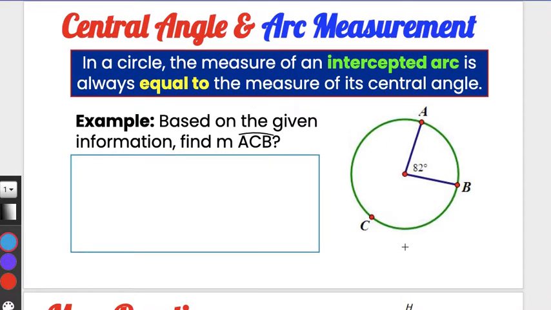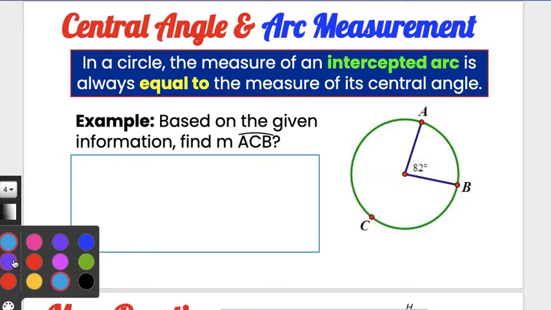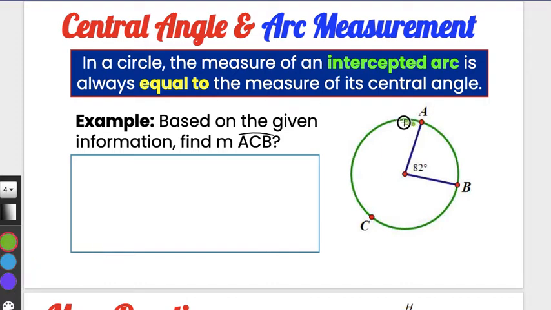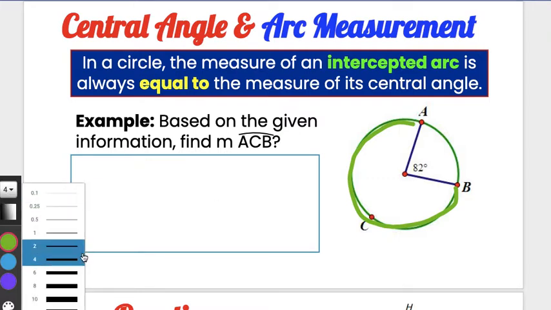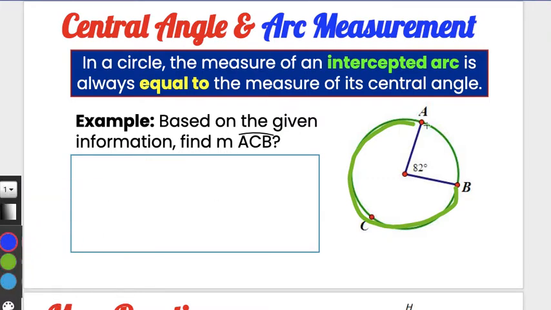Let's check this question here. We have a central angle labeled as 82 degrees, and we are going to look for the major arc ACB. Be careful, it's not an angle. It's actually talking about the arc. So first, let's trace this piece again, so we can easily know this part is the one we are going to look for. And since we know this angle is 82 degrees, we can connect this to its arc. So this piece will be 82.